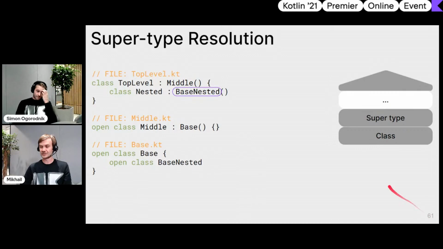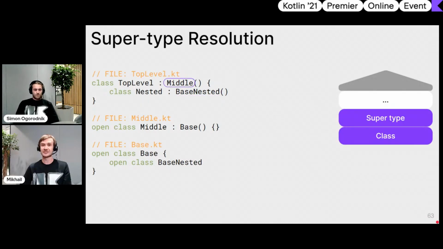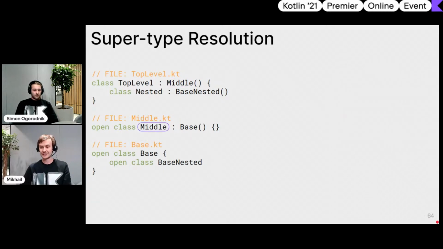First, we search for this name inside class scope, inside top level class, but there is no such name inside. So we must go to supertypes, and the supertype here is middle. It's defined in another file, so we perform a jump to middle.kt. Middle class also does not contain base nested name, so we go to its supertype, base. It's also defined in another file, so another jump to base.kt. And finally, base class contains base nested name inside. So success, we have found it.